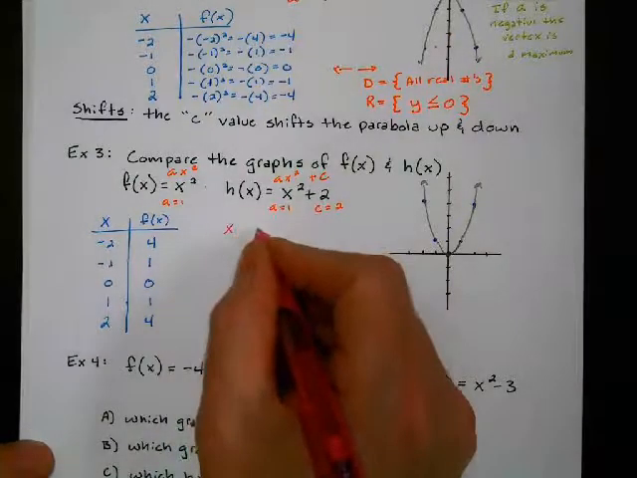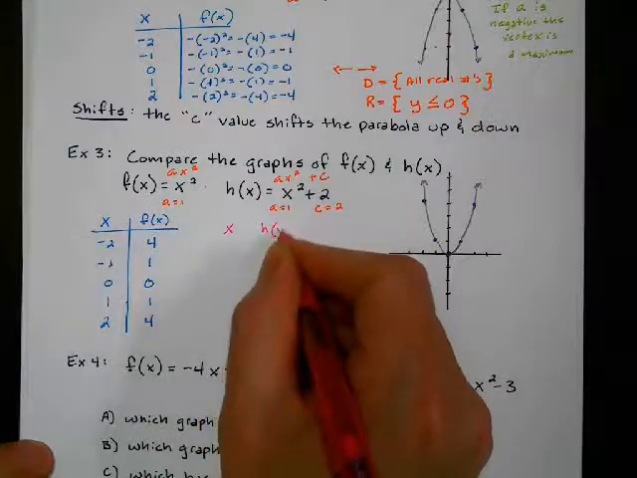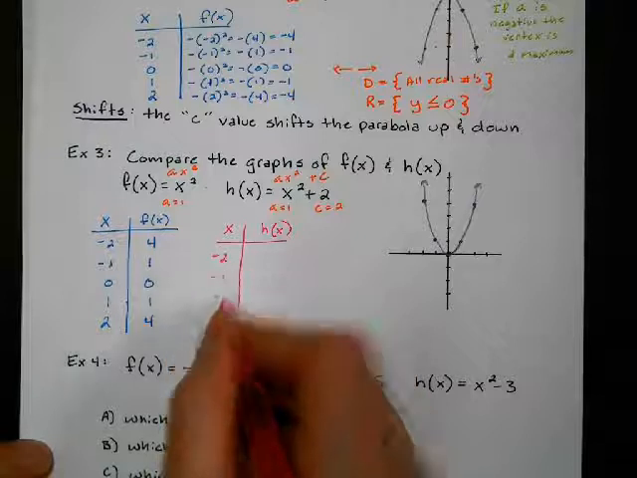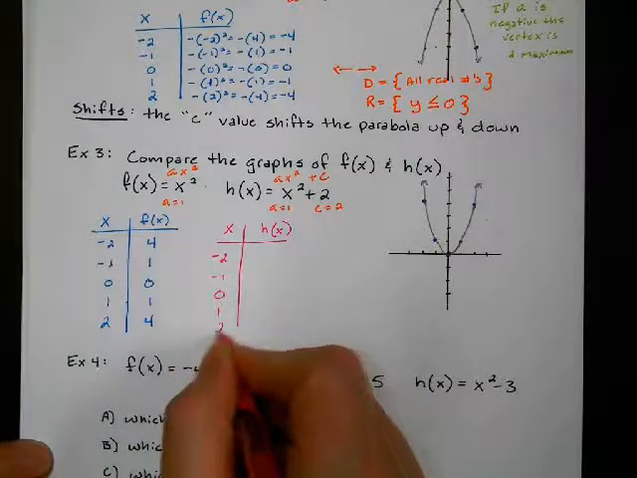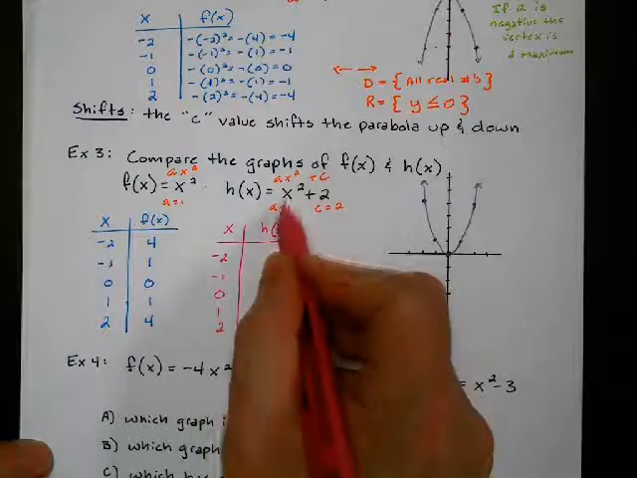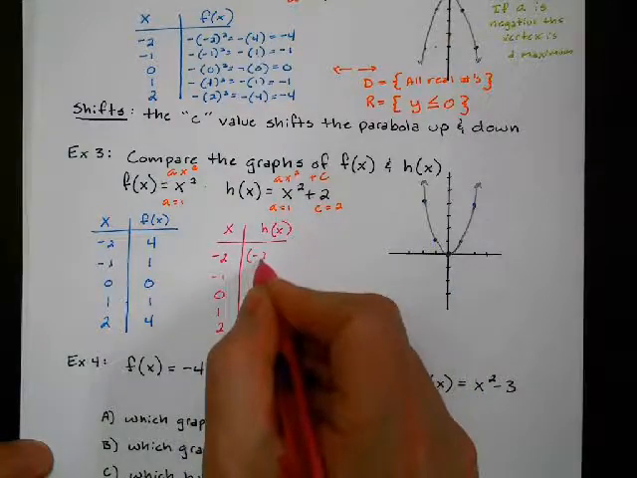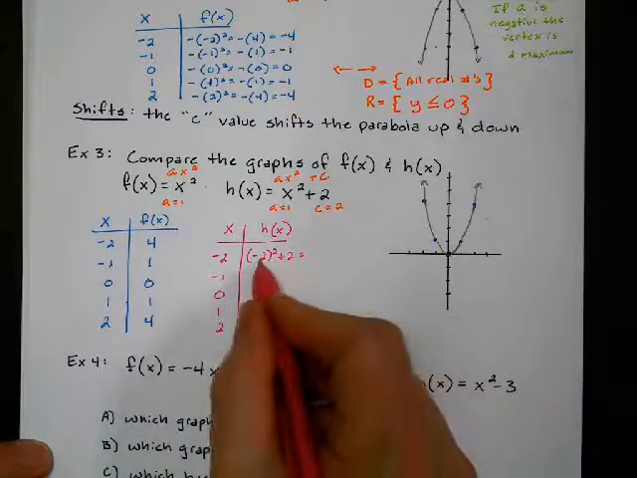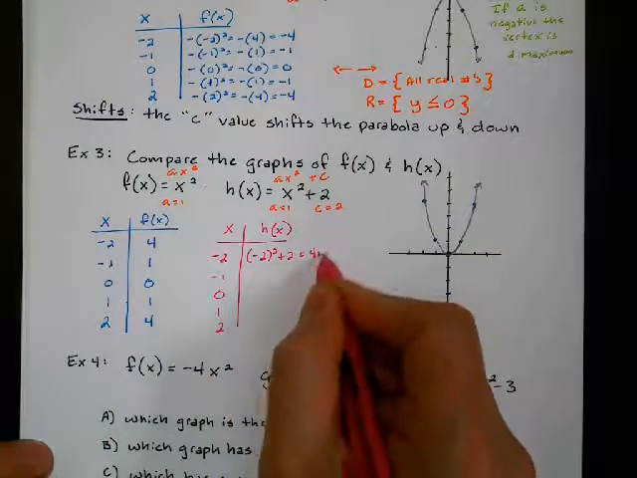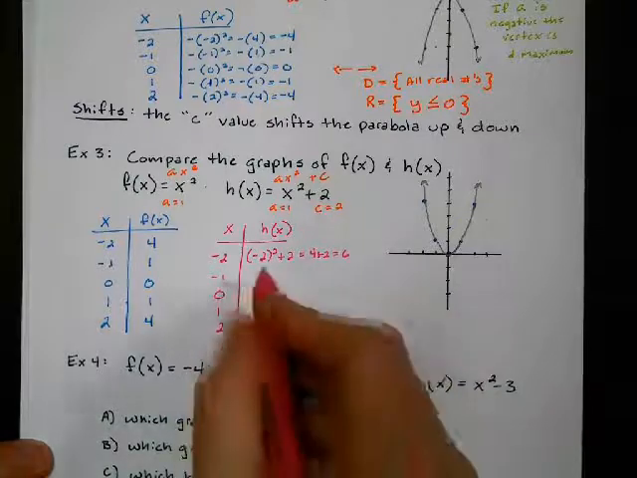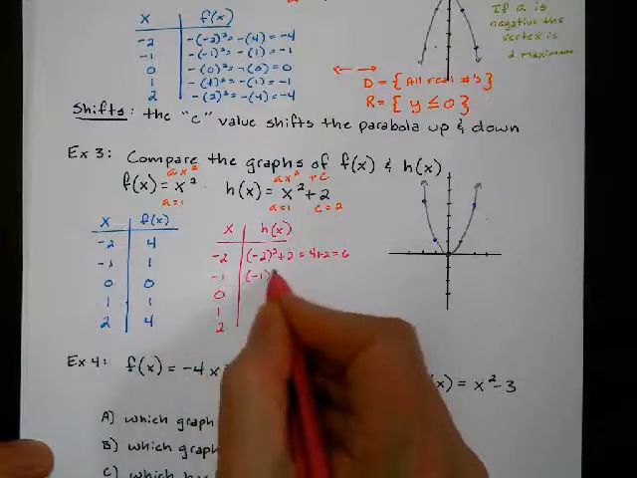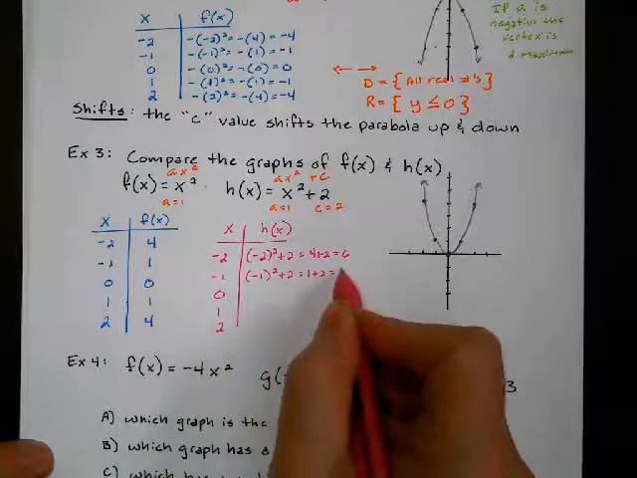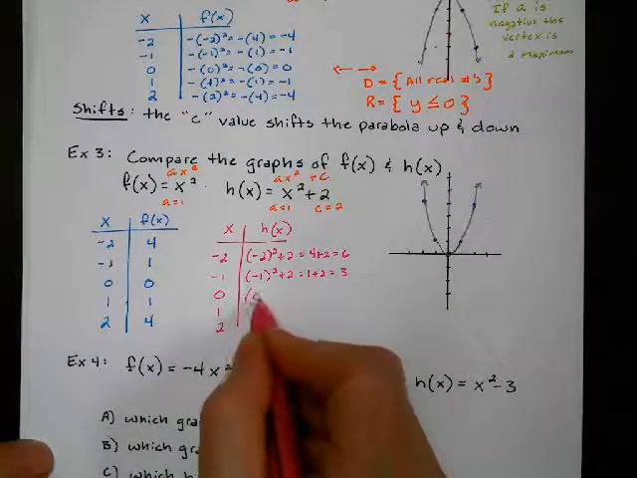So -2, -1, 0, 1, and 2. All right, so let's plug in -2 into here. So -2 squared, and then I'm going to do +2. So this is 4 plus 2, which is 6. For this one, I plug in -1, and I get 1 plus 2, which is 3. If I plug in 0, 0 squared plus 2, so that's 0 plus 2, and I'd get 2.